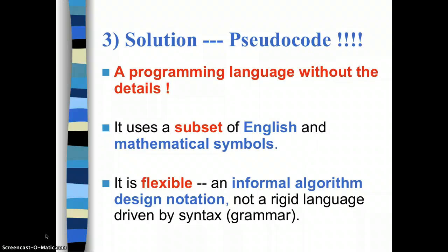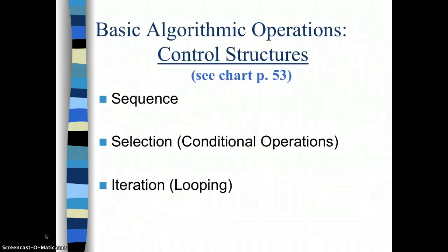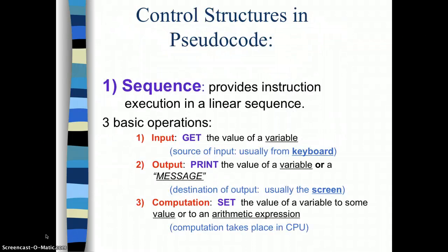So what we want is a more general solution, and we do this with pseudocode. It's kind of like a programming language without the details or specific syntax that a specific language like C++ or Python would have. It's made up of a subset of English and mathematical symbols, and it's pretty flexible. So you don't have to follow a specific type of syntax, but there are some general types of operations that you can do. For the sequence control structures, there are three basic ones.